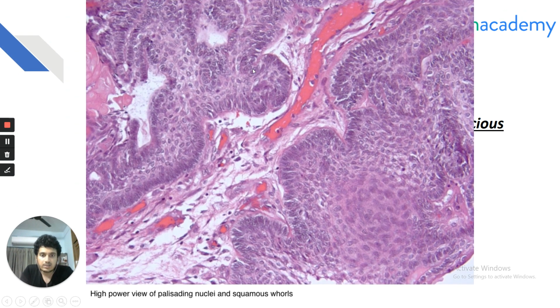So, this is classically the true palisading seen in a patient with craniopharyngioma. Again, my dear friend, you can see the lipoid xanthogranulomatous reaction within it, but the hallmark of this is the true palisading of the epithelial cells.